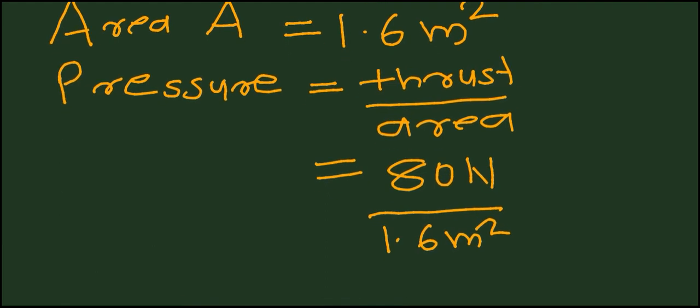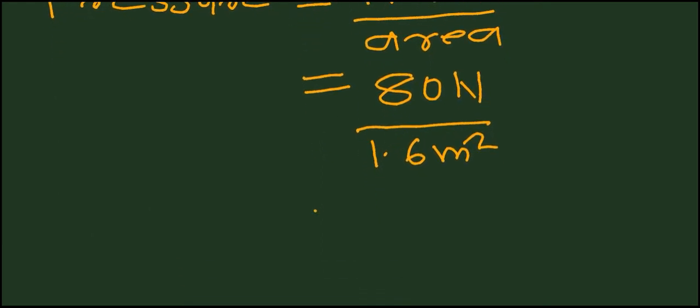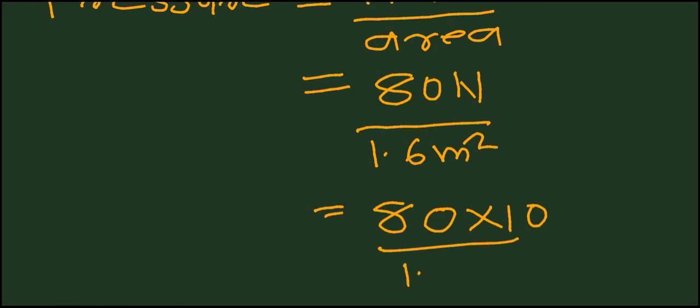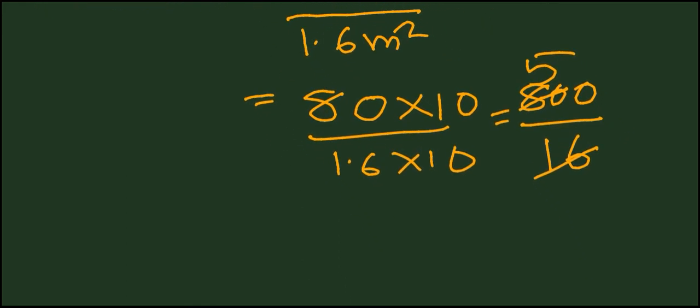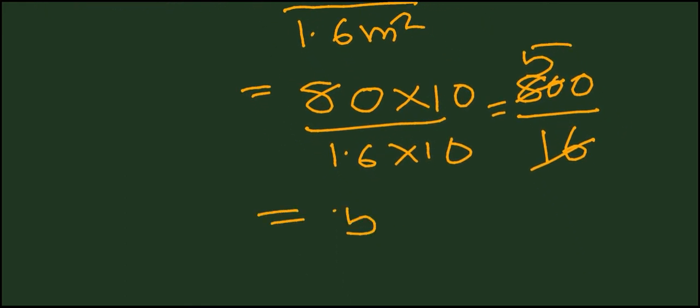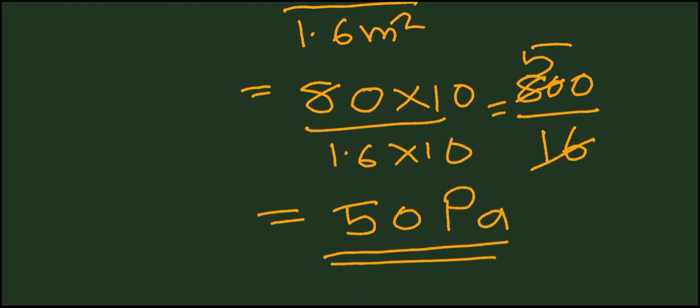So to calculate this, what do we have to do? We have to remove the decimal. To remove the decimal, multiply by 10 here, 1.6 multiplied by 10. What will we get? We'll get 800 upon 16. We know that 16 fives are 80. So what is the final answer? Here we'll get 50. What is the unit of pressure? We have already discussed in the theory, that is Pascal. Okay, this is the final answer.